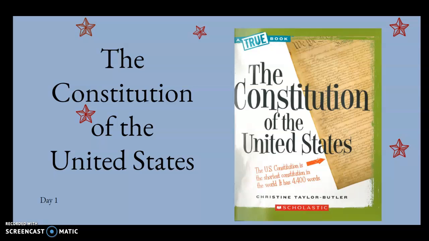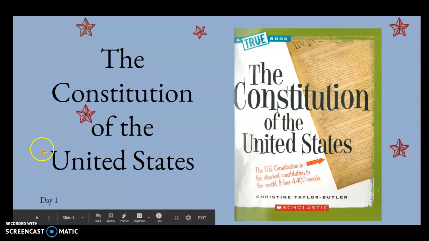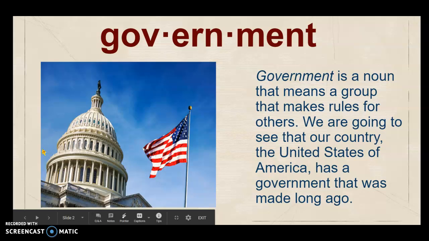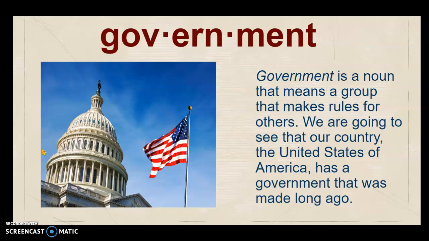Hello, we are going to start reading our new book today, The Constitution of the United States. Our first vocabulary word is the word government. Government is a noun that means a group that makes rules for others. We are going to see that our country, the United States of America, has a government that was made long ago.